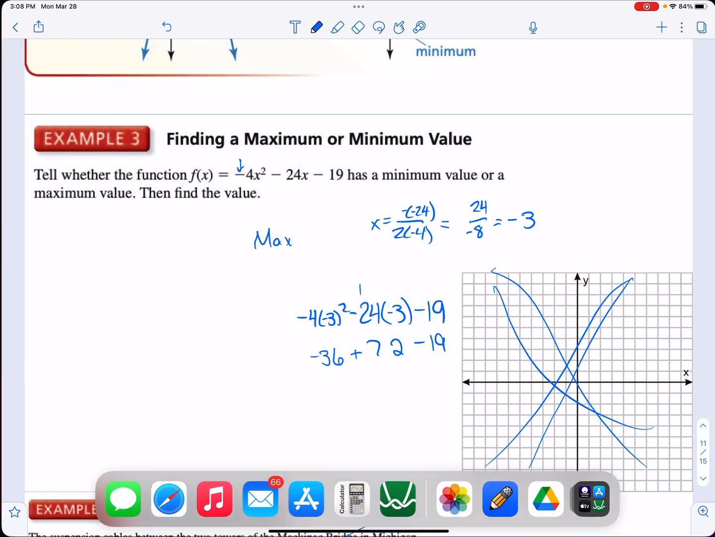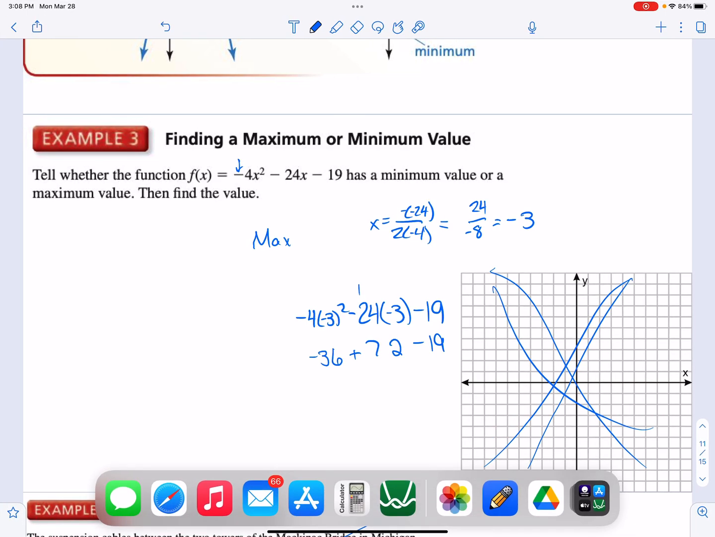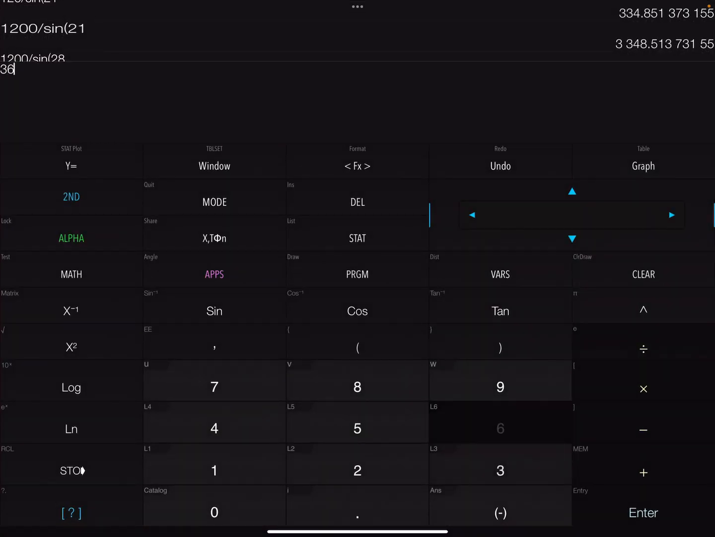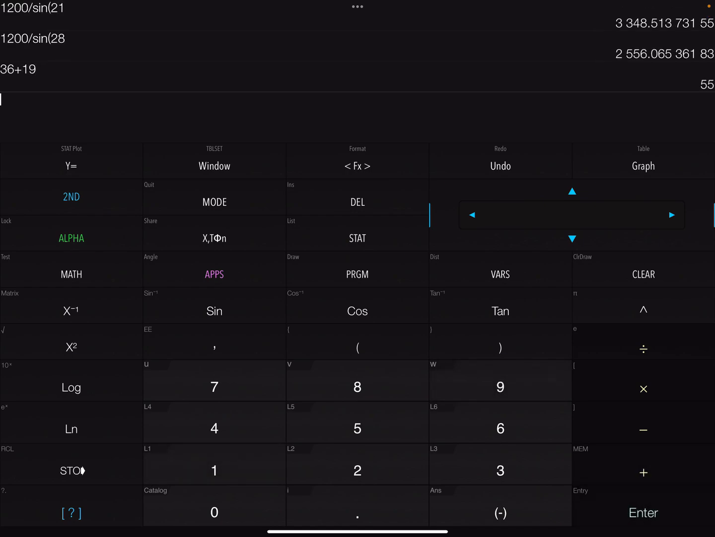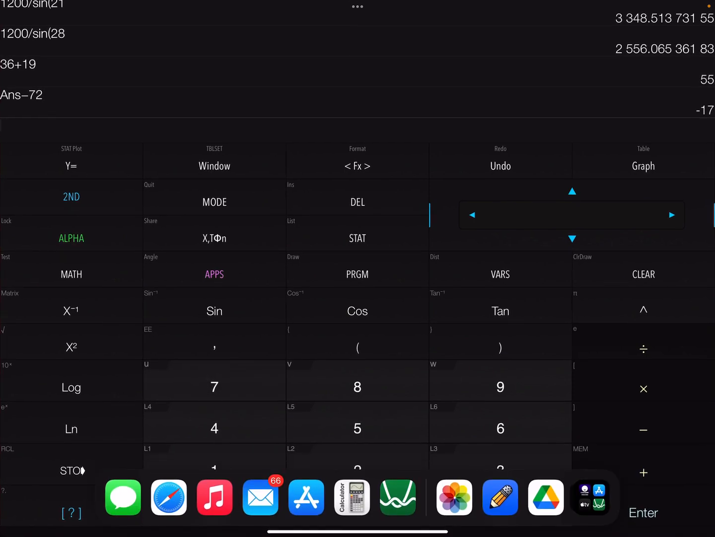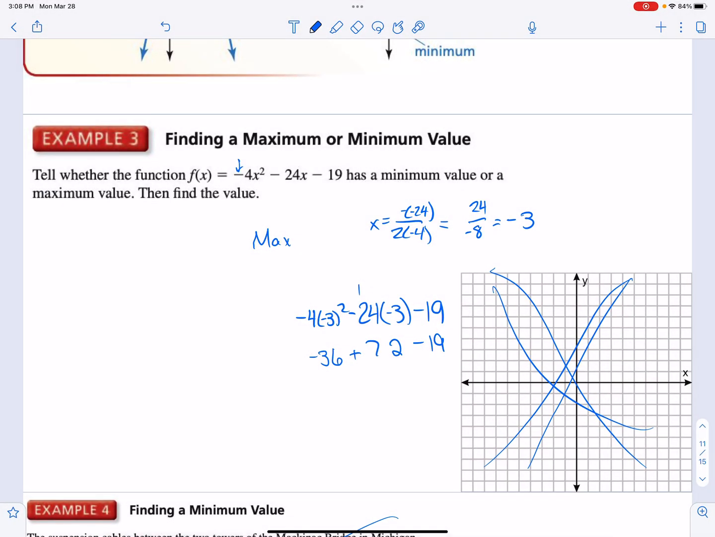So let's punch that in, 36 and 19. So 36 plus 19 equals, and then I'm going to take that away from 72. So it should be positive 17. So at negative 3 comma 17, I have a maximum value. And again, my function will open down because of that. So again, it's the same process as finding your vertex.